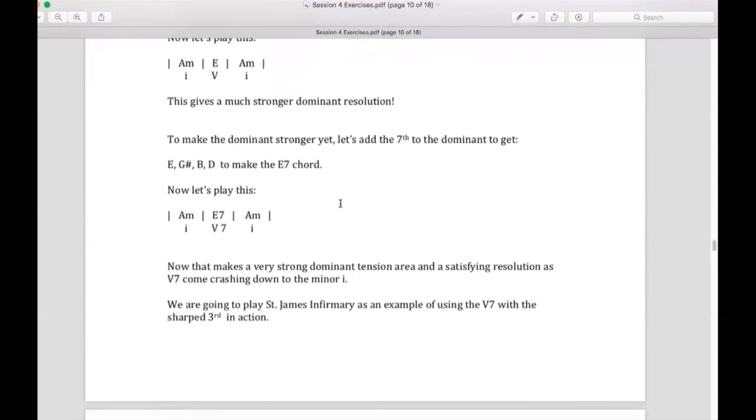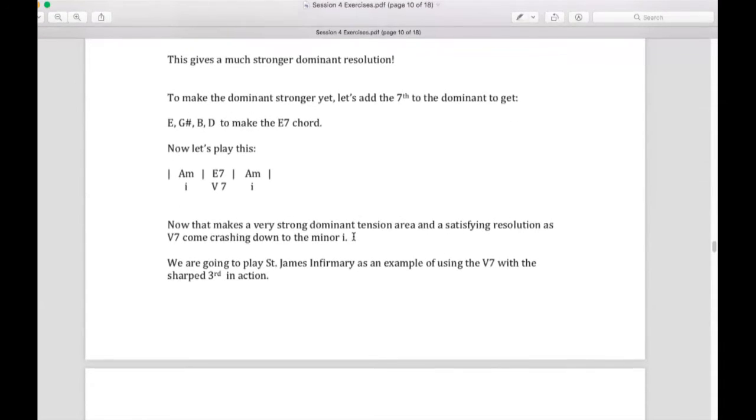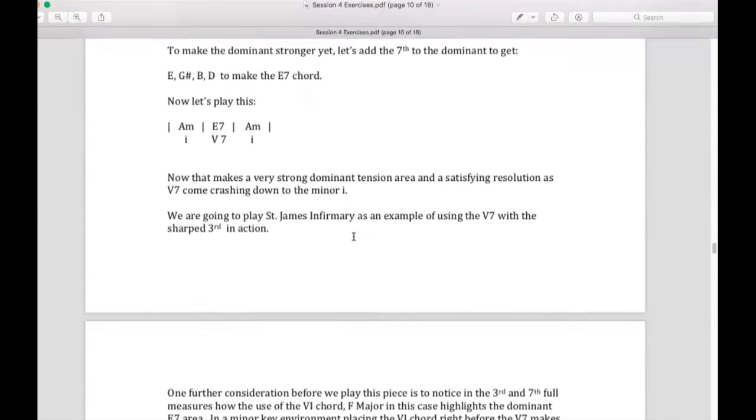That's 1, 5. Everything in that wants to be going back to 1, 5, 1, 5, 1. Oh boy, does that feel good, huh? Much better than E minor. So that's what we do. We sharp the third and we add the seventh, and all of a sudden we have a really strong dominant situation in minor. Any questions about that?